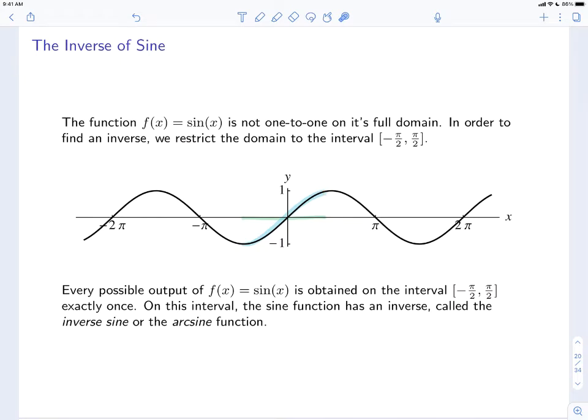And you get all of these values, and these are the only values you can get as an output for sine. You get them just once on the interval from minus pi over 2 to positive pi over 2. So this is our restricted domain for sine. And on this restricted domain, sine is one-to-one, so it has an inverse. The inverse of sine is called inverse sine, or it's also called arc sine. Those names are both considered acceptable.